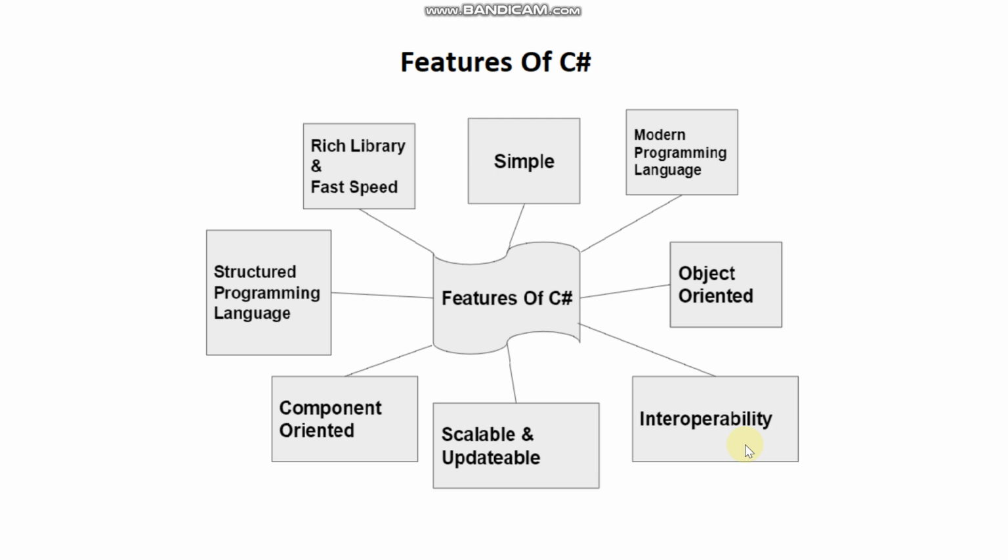Next, structured programming language. C Sharp is a structured programming language in the sense that we can break the program into parts using functions, so it is easy to understand and modify. Next, rich library and fast speed. Rich library and fast speed means C Sharp provides a lot of inbuilt functions and class libraries inside it, and its compilation and execution time is fast.